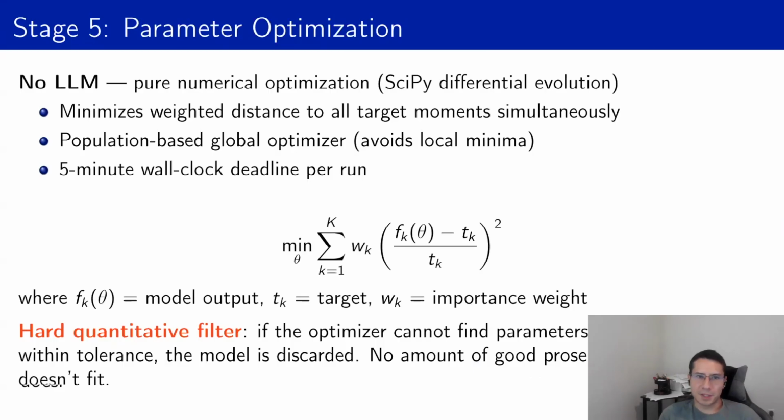And then the parameter optimization is not LLM-based, it's just pure numerical optimization. So SciPy differential evolution minimizes the weighted distance to all target moments simultaneously. It's going to be a population-based global optimizer and avoid local minima in general. And it has like a 5-minute wall clock deadline per run, and basically just minimizes the loss function with importance weights if needed. In practice, most of it is just equally weighted. Yeah. And then if the optimizer cannot find parameters that hit targets within the tolerance level, the model is discarded. Yep, because it's not really good quantitatively.